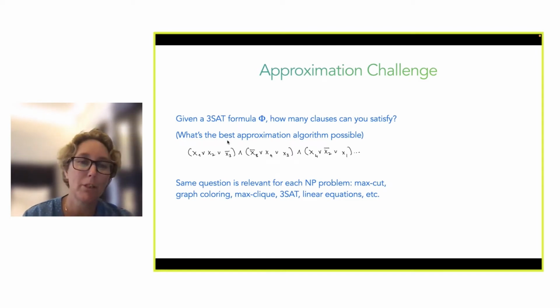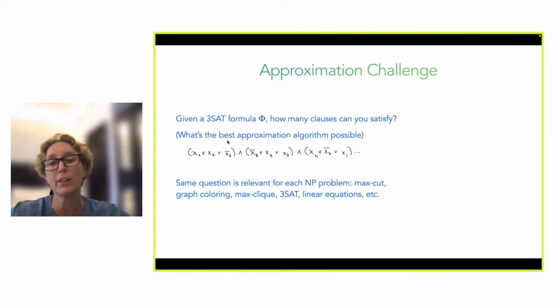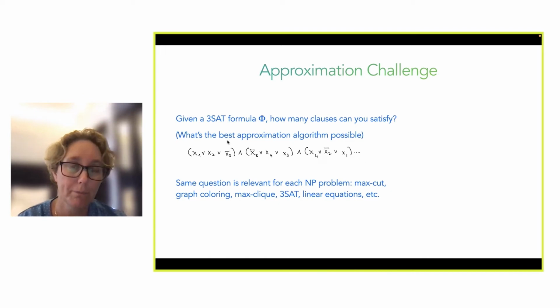So here is my picture of a 3-SAT formula. You see I have these clauses, x1 or x2 or not x3. That's one clause, and then there's another one, and so on. And now I'm asking you to find an algorithm that will satisfy as many clauses as possible. Maybe there is no way to satisfy everything, but you need to satisfy as many as possible. What's the best you can do?